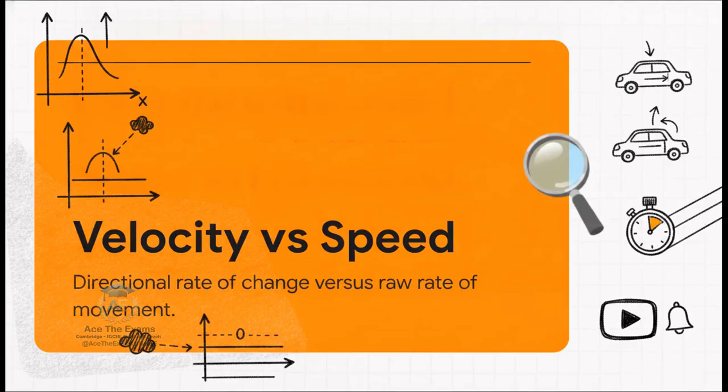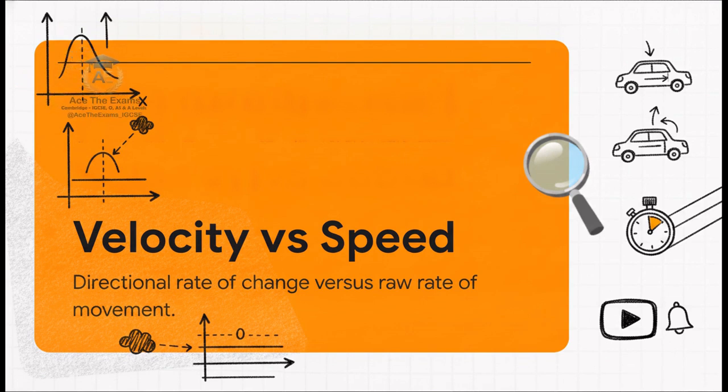Moving deeper into the theory, we hit what I like to call the holy trinity of kinematic graphs: velocity, speed, and acceleration. You absolutely have to know the difference in your bones. Speed is your raw rate of movement. It's just how fast you are going, regardless of where you are headed. Velocity is your directional rate of change. It's speed, but with a specific direction attached to it.